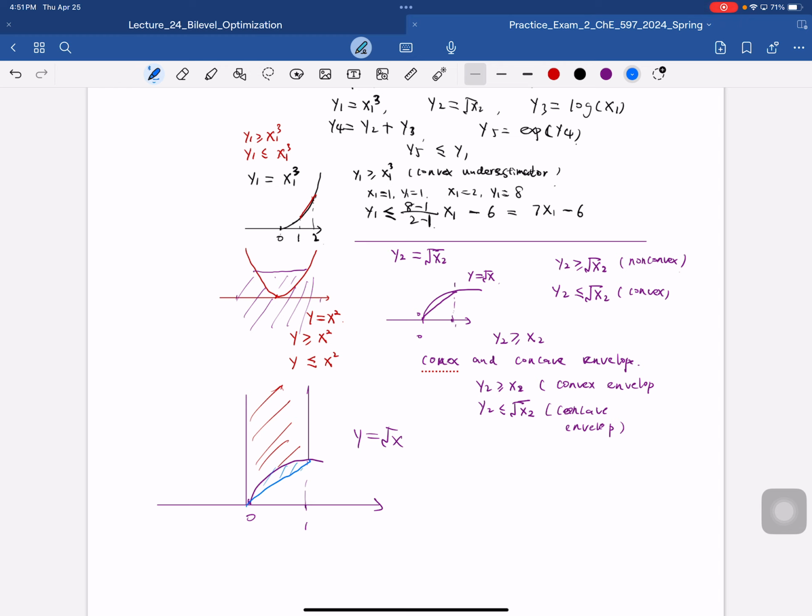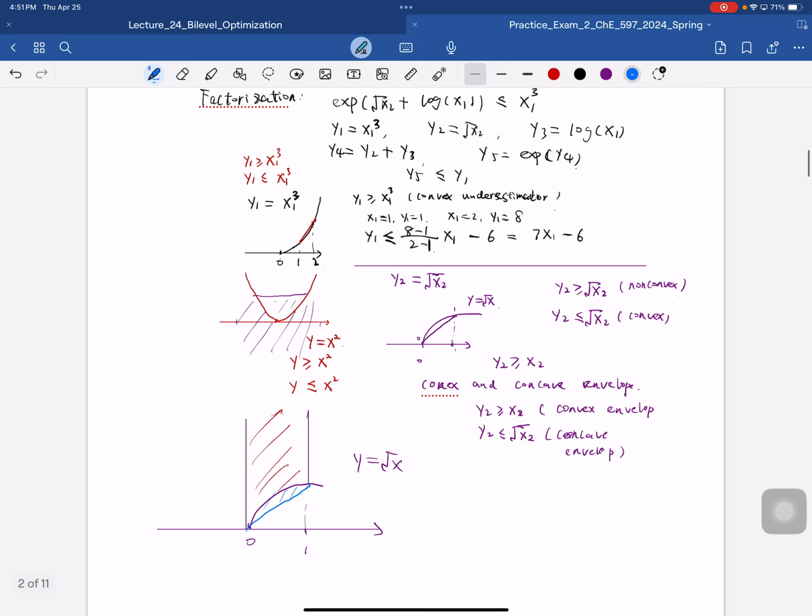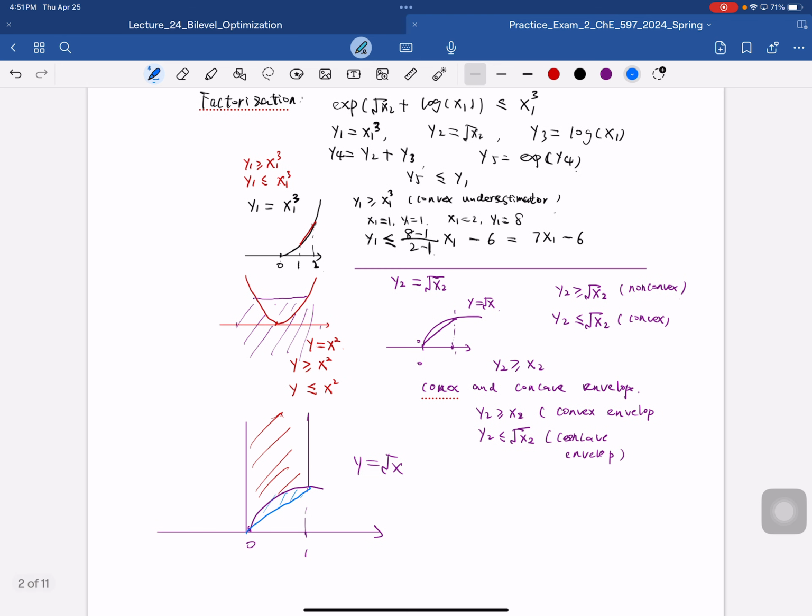Any other questions here? Yes? How would you do this for y4, which is equal to y2 plus y3? Yeah, it's already linear. You don't need to convexify anymore. Yeah. Other questions here? Okay.